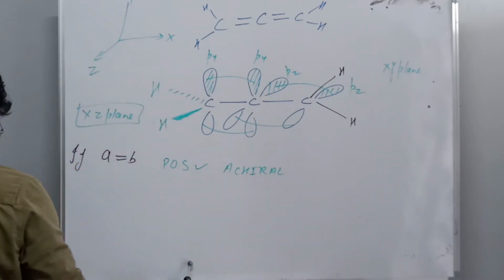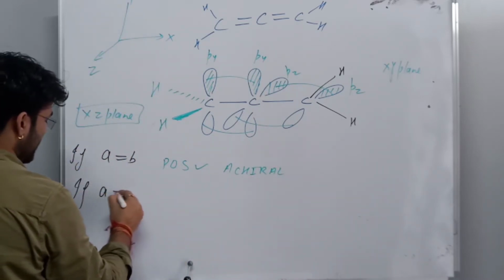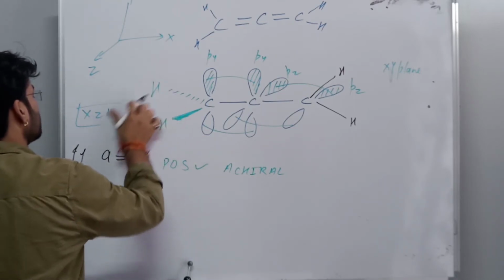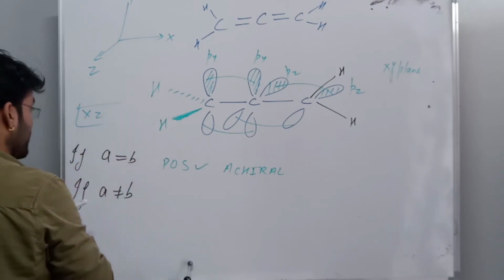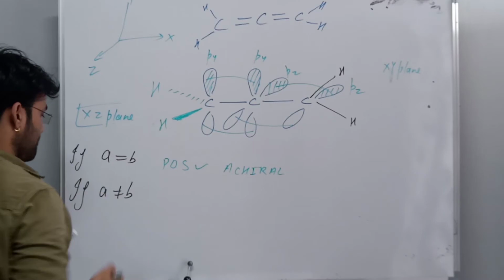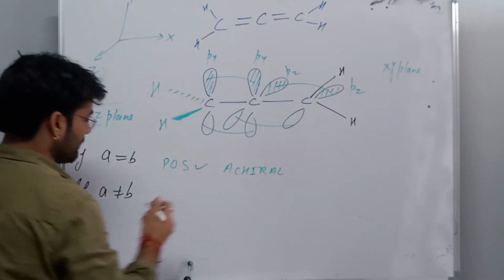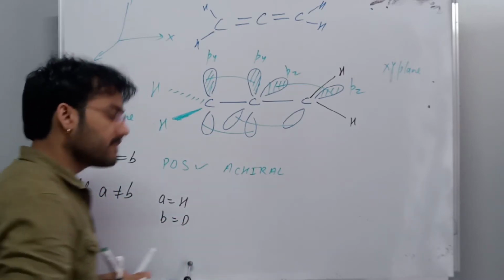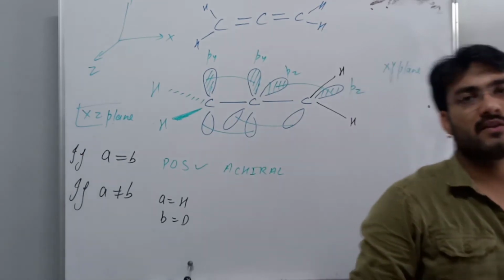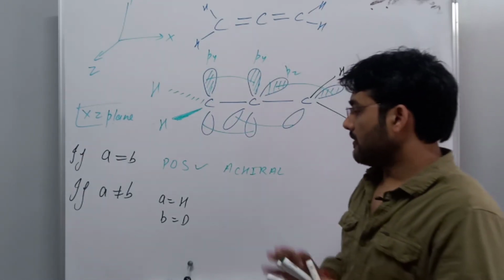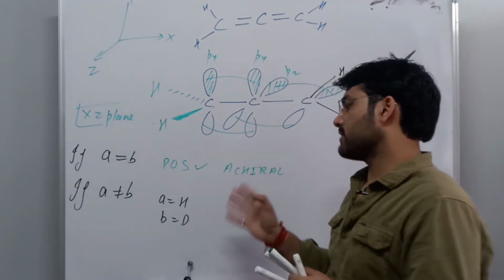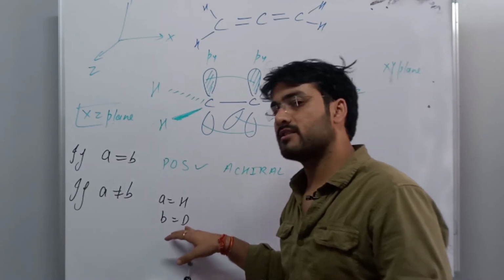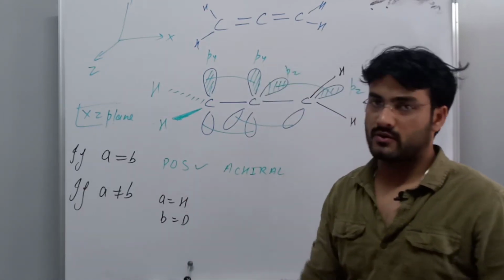What about if A does not equal B? The plane will be the same. Just writing again. If A does not equal B, let's assume A is equal to H and B is equal to deuterium. As you know, if isotopes come in the priority rule, then we give priority to that isotope which has more atomic weight. It means that deuterium has more priority than hydrogen.